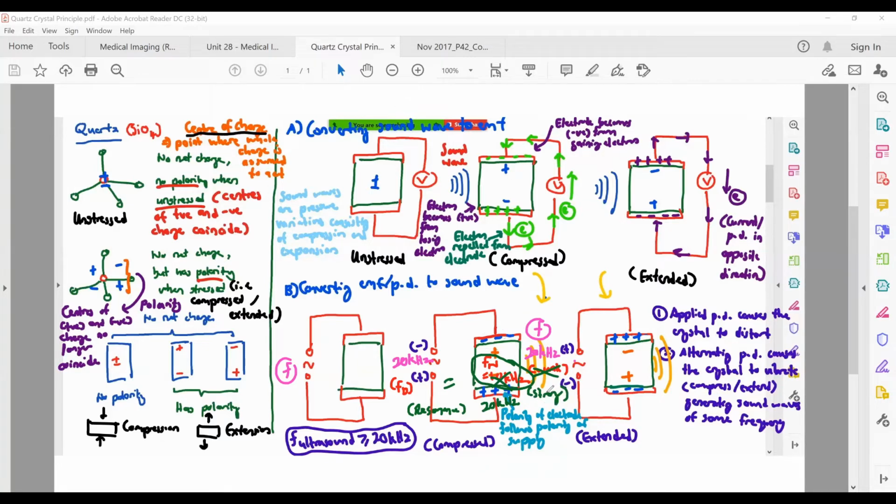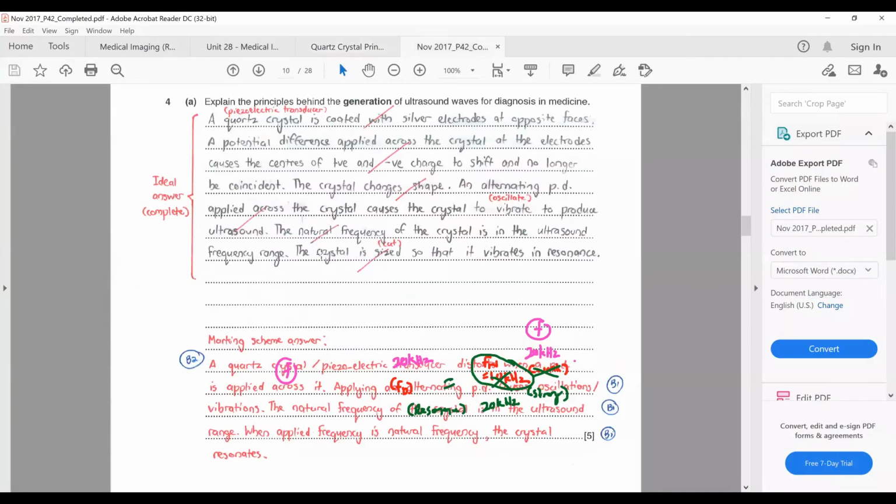Okay, that is more useful to you. You want to have strong ultrasound waves. You do not want to have weak ultrasound waves. Okay, so that's why here your answer made mention of things like natural frequency. Okay, they wanted your crystal to have a natural frequency in the ultrasound frequency range, meaning at the 20 kilohertz range, so that later on it will vibrate in resonance. Okay, this is the other point here.